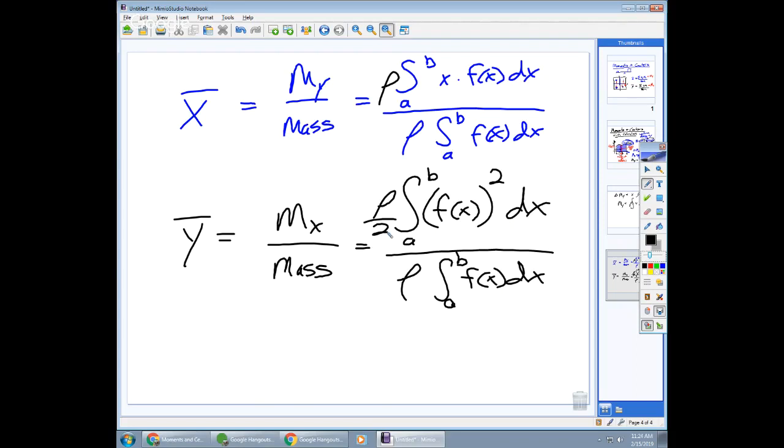So if I make those integral calculations, basically I have 3 integrals to calculate. I have the integral of f of x to calculate, multiplied by rho. I have the integral of x times f of x to calculate, multiplied by rho. And I have the integral of f squared to calculate, multiplied by rho over 2. Once I get those 3 numbers, I can combine them, and then they give me the center x value of that particular object.